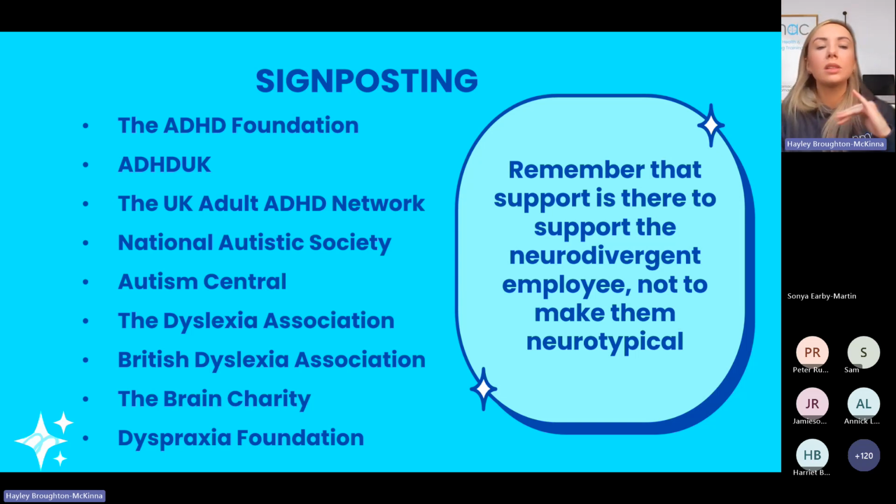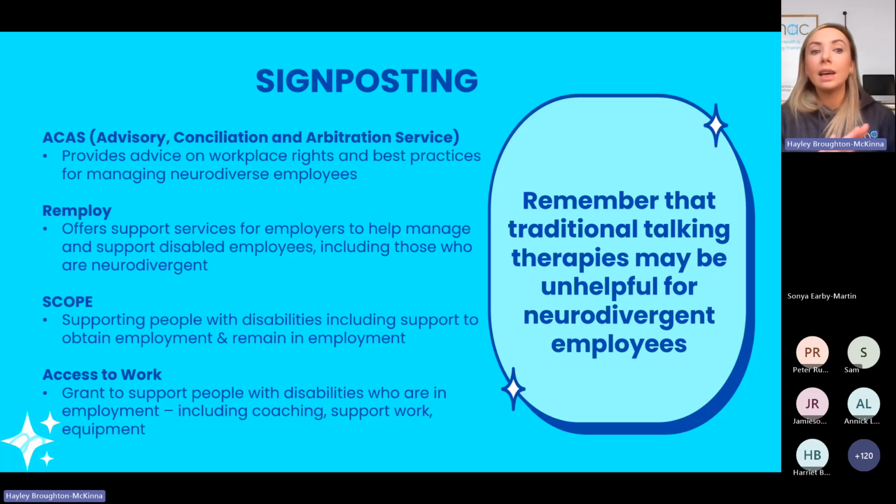In terms of signposting, there are loads and loads of charities for specific neurodivergent conditions. There are also places like the Brain Charity that offers support for all sorts of different neurotypes, for example. So many different charities are offering lots of different types of support, information and resources. And just remember that any support or reasonable adjustments aren't there to make someone behave as though they're neurotypical. ACAS can help with offering advice on reasonable adjustments. Remploy and Scope do all sorts of work helping disabled people to remain in employment.